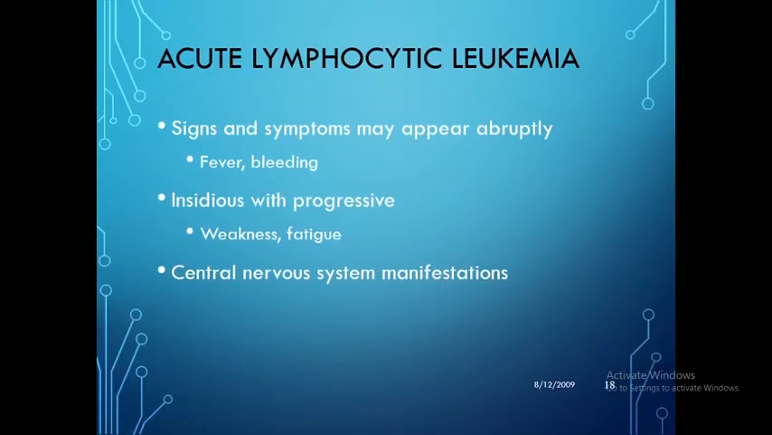Then the next type, acute lymphocytic leukemia. Signs and symptoms may occur abruptly. That means signs and symptoms occur all of a sudden. What are the main signs and symptoms? Those are fever and bleeding, insidious progressive weakness and fatigue. Central nervous system manifestations could be there.